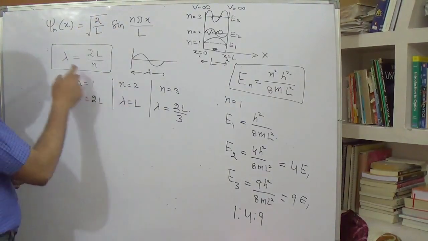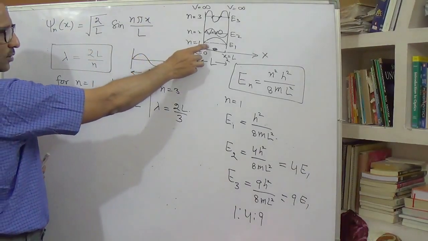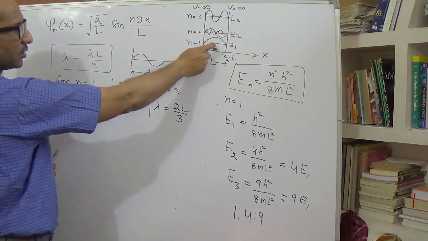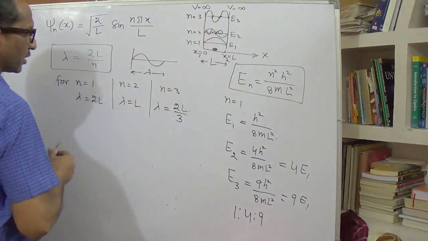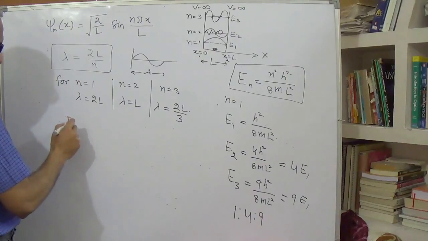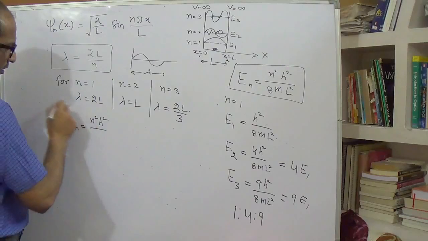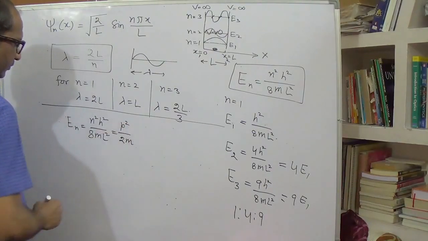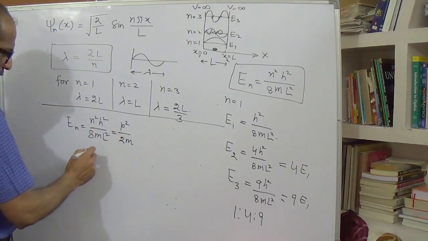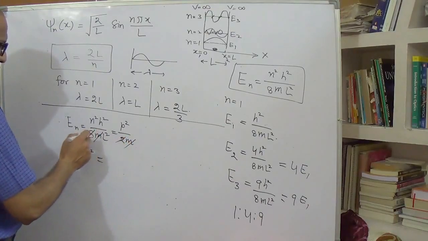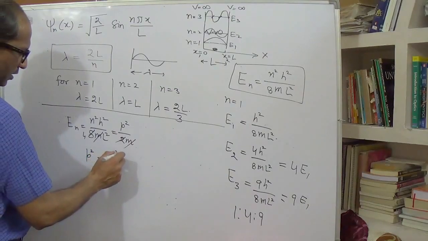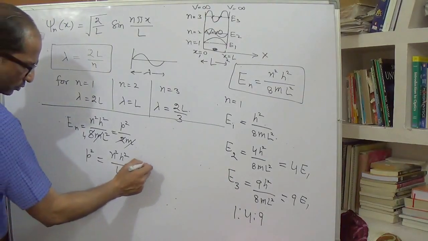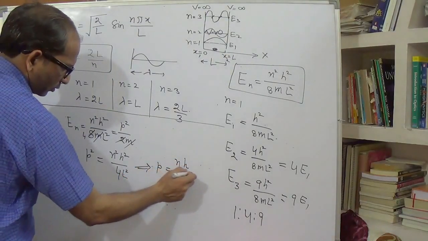Now this was the idea related to the wavelength of the matter wave associated with this free particle. Now suppose I have to find out the momentum of this particle in this particular energy state. As I have mentioned already, En is equal to n square h square upon 8ml square, which is equal to p square upon 2m. So this p square will be, m cancels out, 2 into 4, n square h square upon 4 l square. So p is equal to n h upon 2 l.